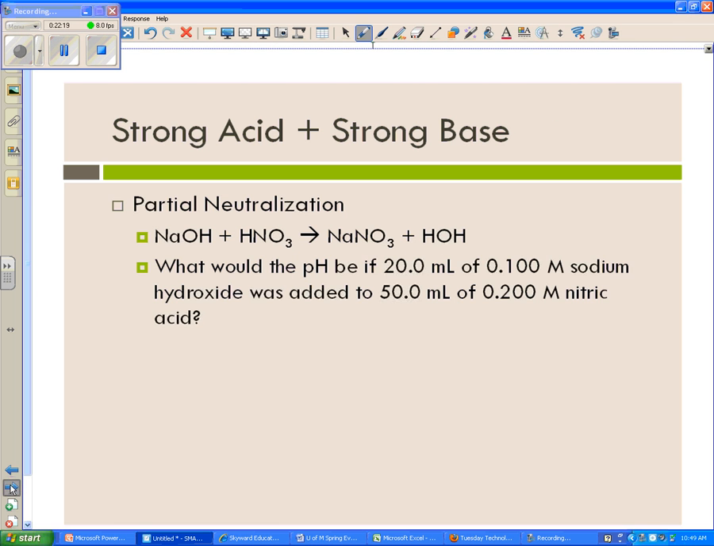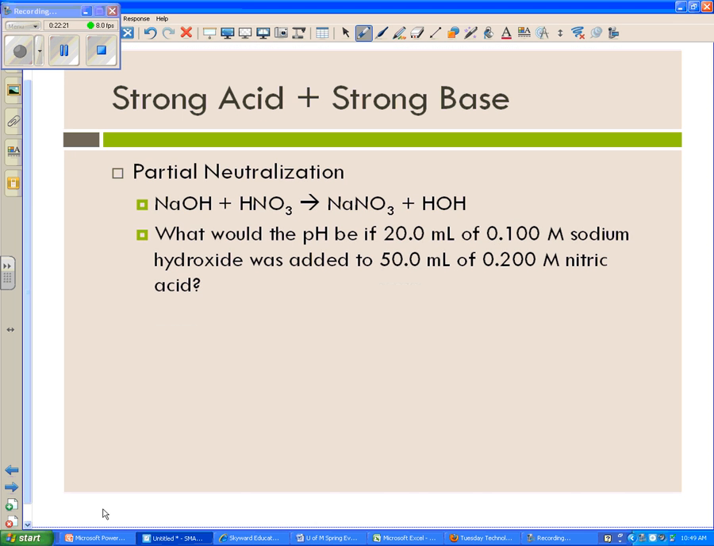When you are finished adding in any notes you want to add in, let's look at a problem where we are partially neutralizing a solution. What do you think partially neutralizing a solution implies? It's not completely neutralized. So we're on the way to neutralizing the solution completely, but we have not reached the point of neutralization.